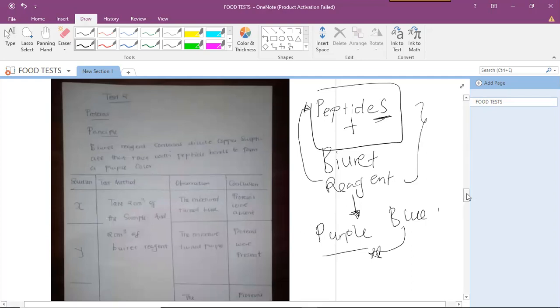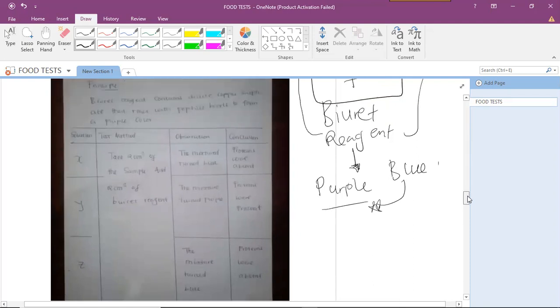So let's look at our hypothetical solutions and we see what happens. And again, your method has to be very, very clear. So here you are adding, because biuret reagent is also a liquid, and the sample that you'll be given is also a liquid, so you have to add equal amounts. So if you are going to add 2 cubic centimeters of sample plus 2 cubic centimeters of biuret reagent, and you mix well. So take 2 cubic centimeters of the sample and add 2 cubic centimeters of biuret reagent, and shake gently.